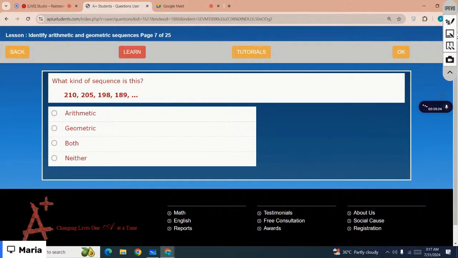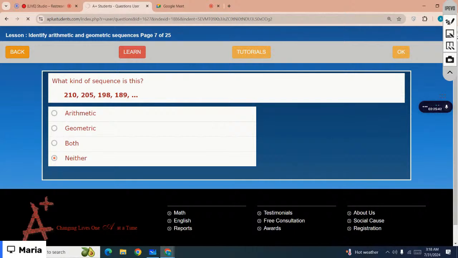That is neither, right? Neither arithmetic nor geometric. The correct option is neither. Okay, you can complete the lesson by yourself later today. Let me just move on to the next lesson.